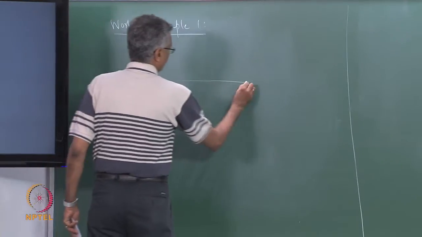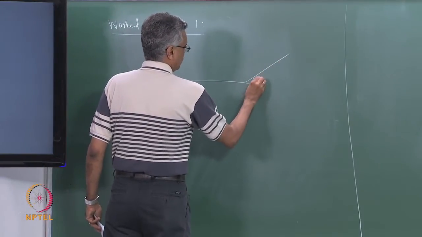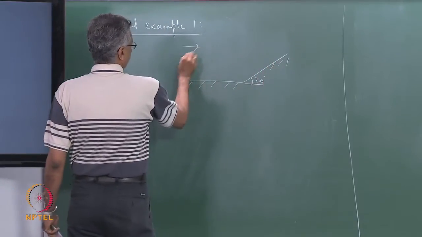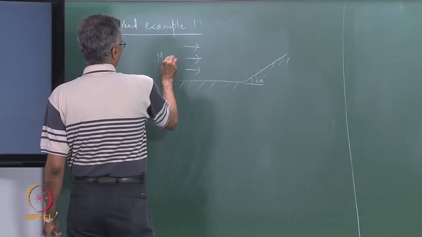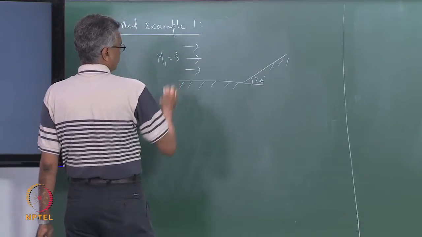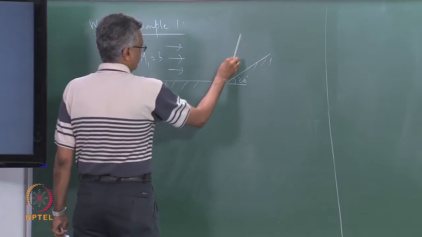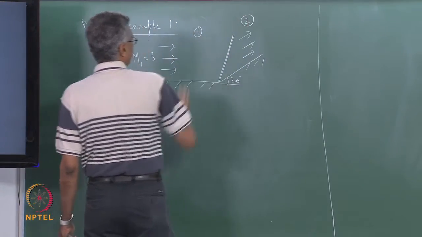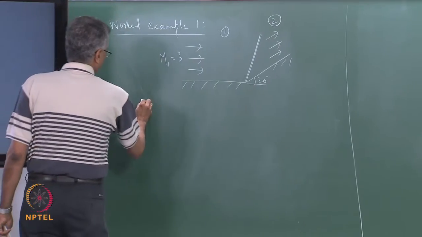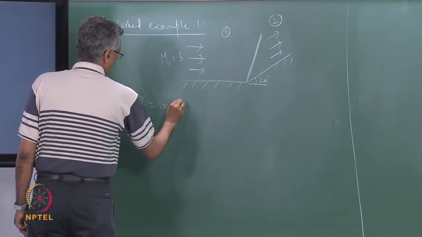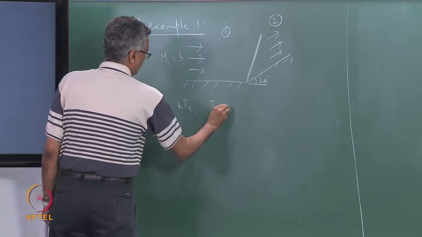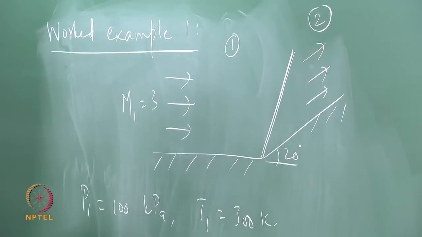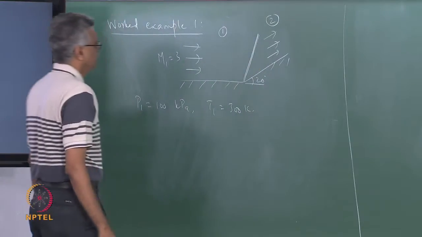So we have a compression corner of angle 20 degrees. So flow at M1 equal to 3 approaches the corner and we have an oblique shock wave and the flow is deflected through 20 degrees. P1 is given to be 100 kPa, T1 is given to be 300 Kelvin. We are asked to calculate the properties downstream of the shock wave.